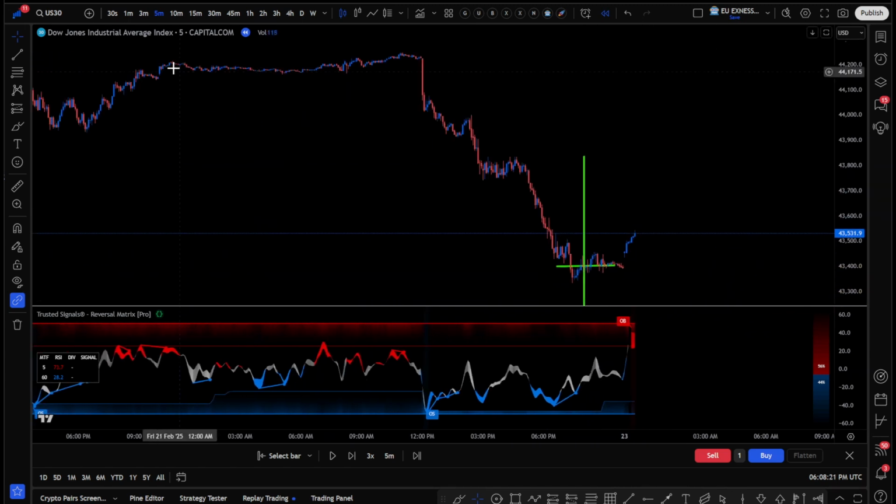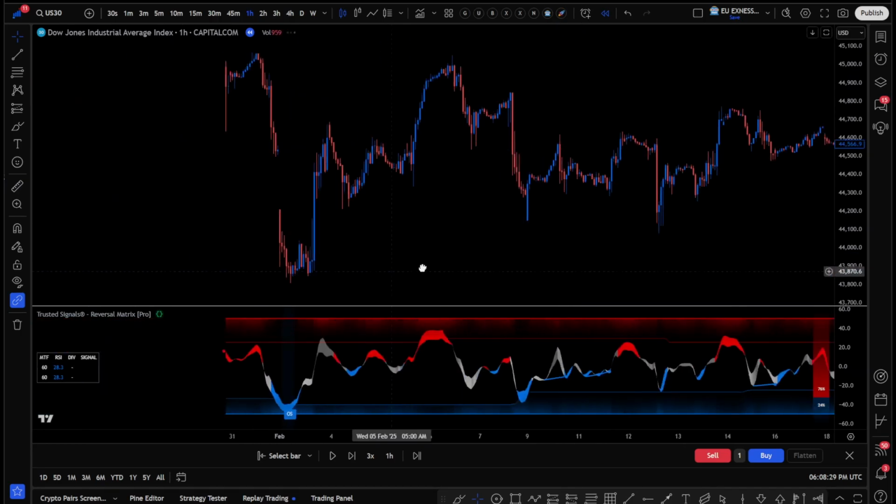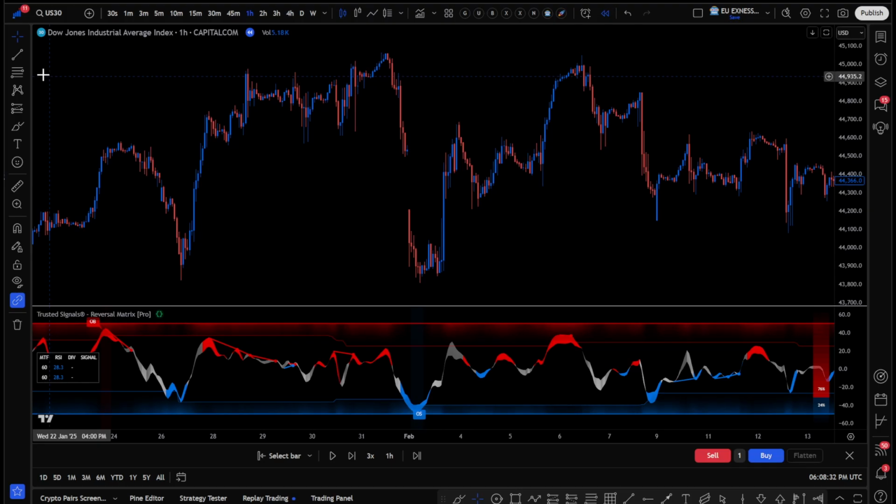Now, let's go ahead and go back to the 1 hour chart. As you can see here, this is our last entry. And all we're going to do is go back here and mark up on the chart where we would have entered, where we're getting this alert.